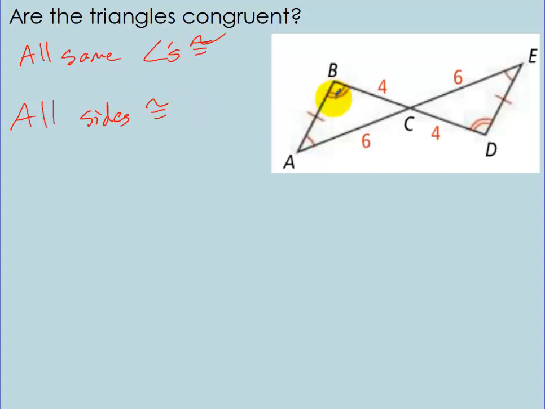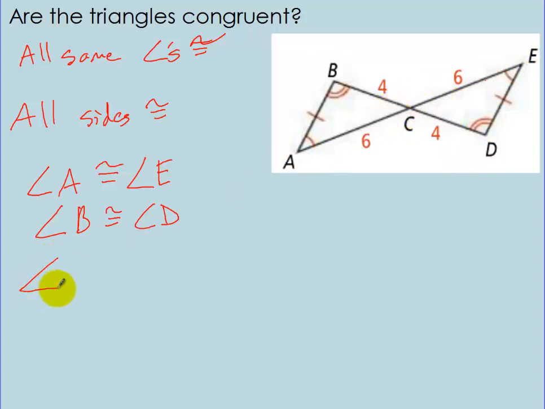Well, let's look at this. We know that angle A is congruent with angle E because they both have one tick mark. So that checks off. Angle B and angle D have two tick marks, so angle B is congruent to angle D. Now, this angle C in both cases, or we shouldn't call it angle C, angle BCA and angle DCE, these are congruent because they're vertical angles.